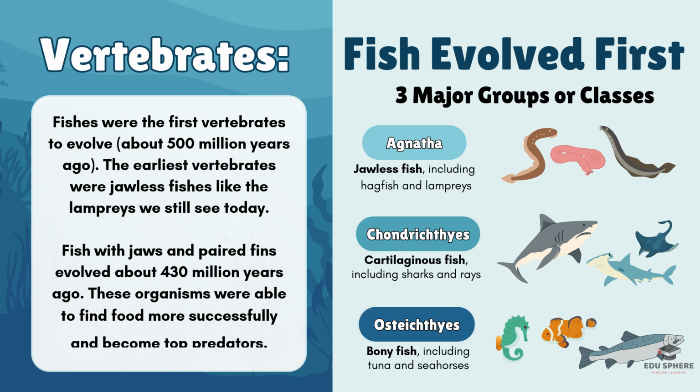Now, let's move to the vertebrates, which are animals with an internal skeleton or endoskeleton, including a backbone. Fish were the first vertebrates, evolving around 500 million years ago. Early forms were jawless. The evolution of jaws about 430 million years ago was a major step, allowing fish to become more effective predators. Today, fish are grouped into jawless fish, cartilaginous fish like sharks and rays, and bony fish like tuna and seahorses.